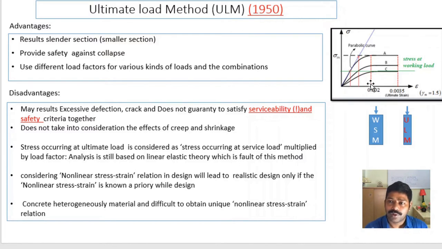So if you want to use the ultimate load method, you should have proper knowledge of the nonlinear behavior of the concrete. If you want to use the ultimate load method in the proper way, you should have proper knowledge of stress-strain behavior in the inelastic zone of the concrete; then only can you use it. Otherwise it is not recommended, not advisable, to use the ultimate load method for your design purpose.